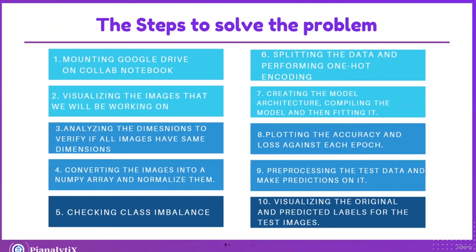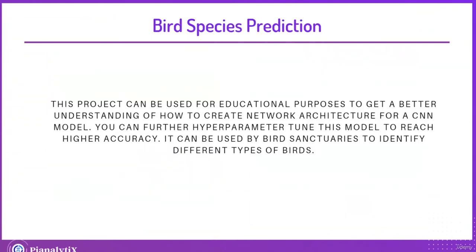Next, we will create the model architecture. We'll compile the model and then we fit the model. After that, we'll plot the accuracy and the loss against each epoch. Then we will pre-process the test data and make predictions on it. And in the end, we will visualize the original and predicted label for one of the test image.